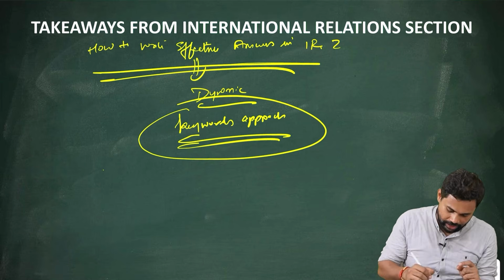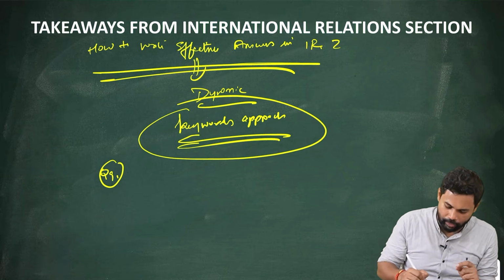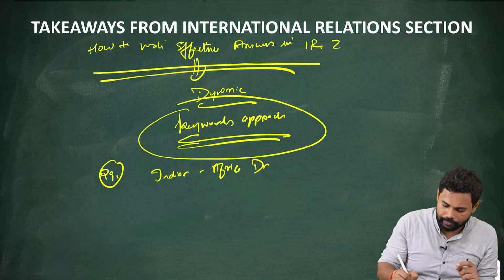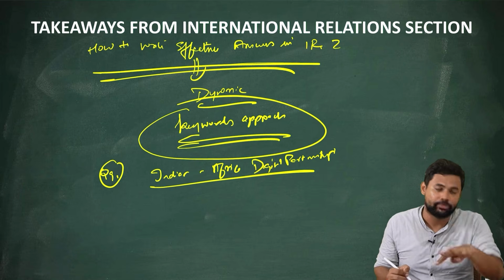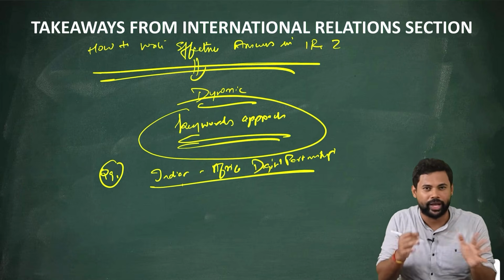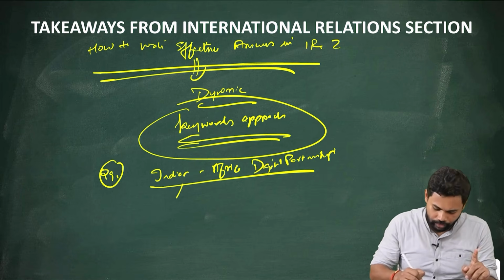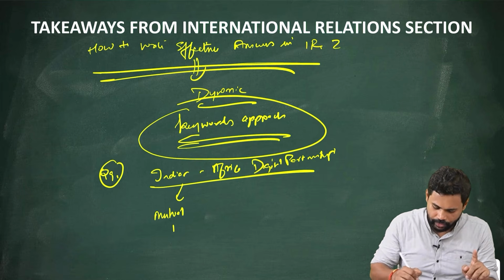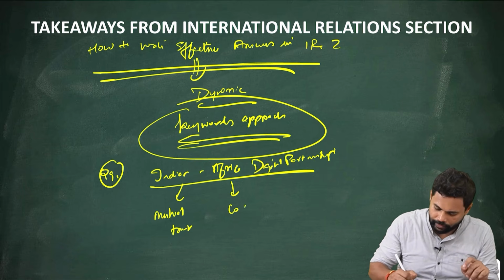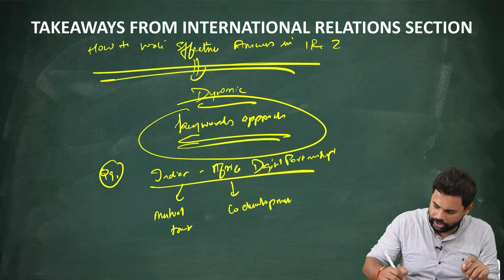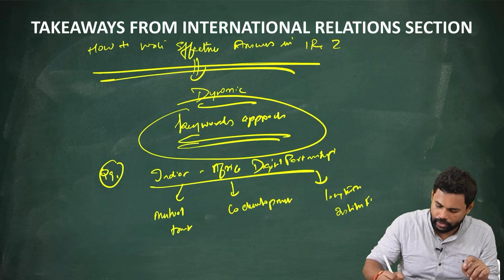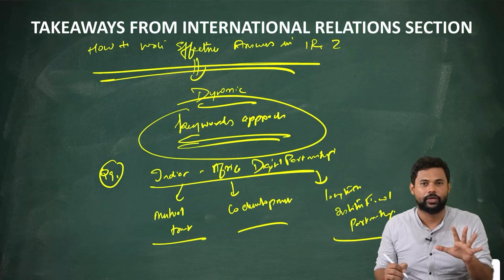If I take the first question, that is question number 9. Question number 9 is asking about the India-Africa digital partnership. Now in this India-Africa digital partnership, they have themselves given 3 keywords. So we have to play around with those keywords only. They themselves have given mutual trust. The next is co-development. And the 3rd is long-term institutional partnership. So these are the 3 keywords which you have to play around with.